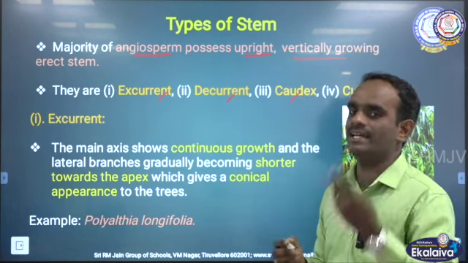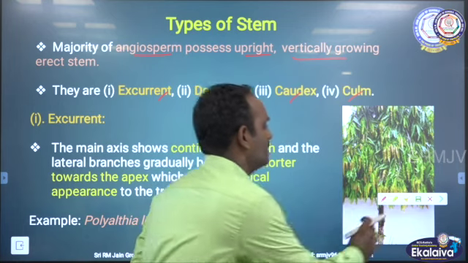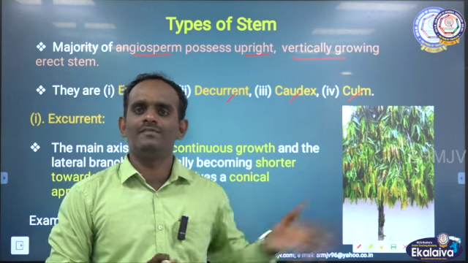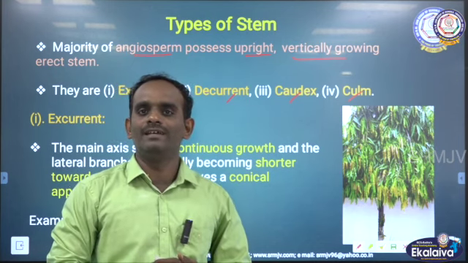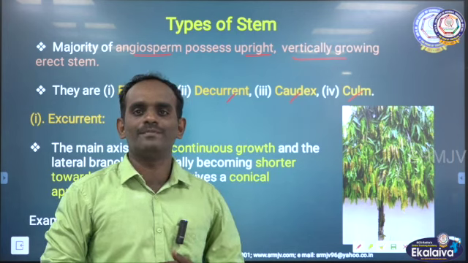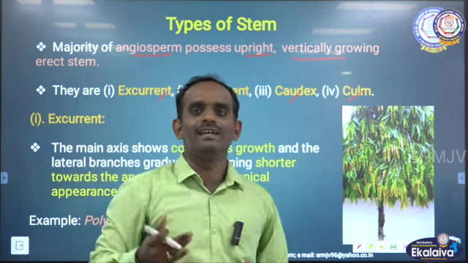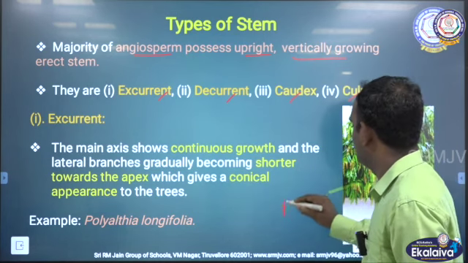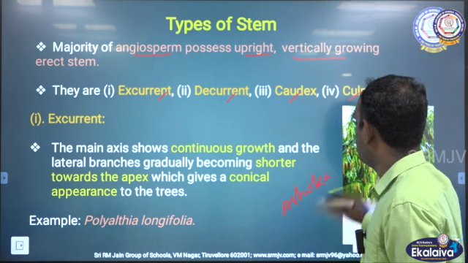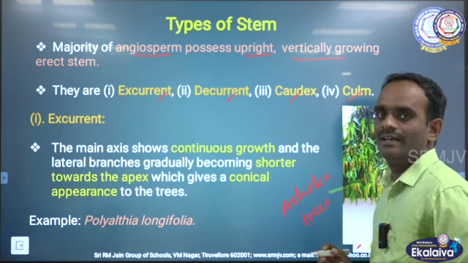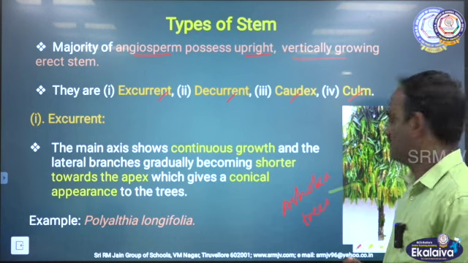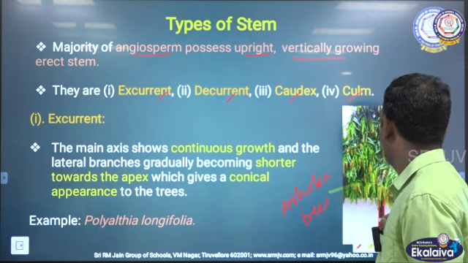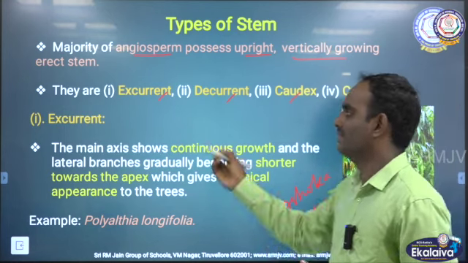First we will see the excurrent. See the picture here, children. Guess what type of plant it is. Have you seen this plant in your school? It is seen in our school also. What type of plant is it? In the colloquial name, the common name, it is called Ashoka tree. Can you see this? See how broad that stem is. See, excurrent.